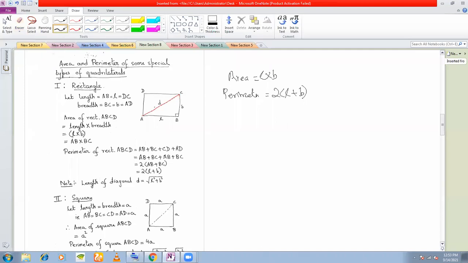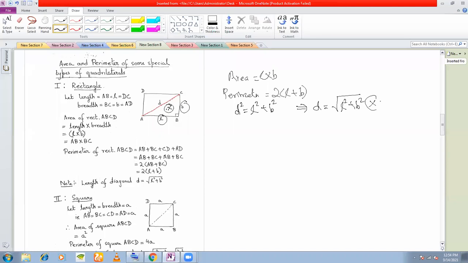This is the diagonal. How to find out the length of the diagonal? If length and breadth are given, then you can apply Pythagoras theorem here to get d square is equal to L square plus B square. So that you can take d is equal to root over of L square plus B square. Okay, these three are the results that you will remember.